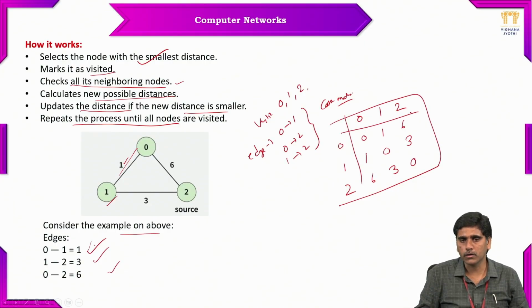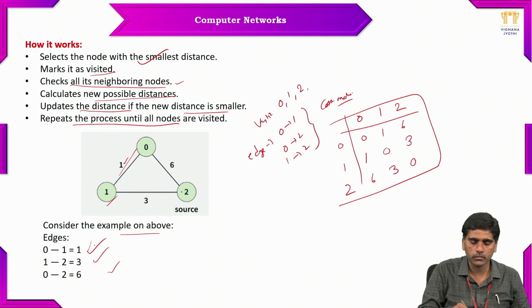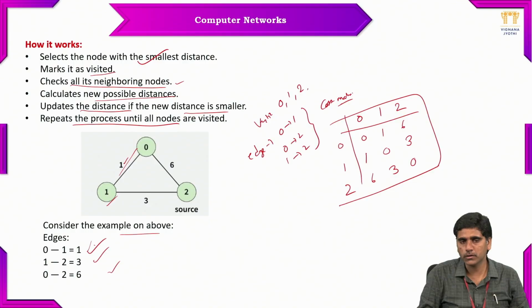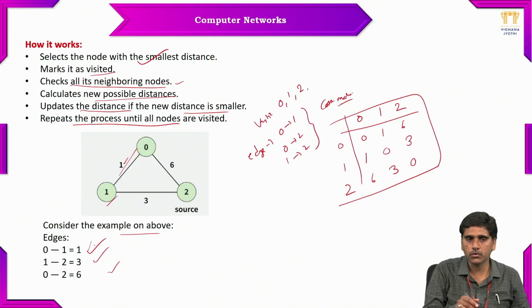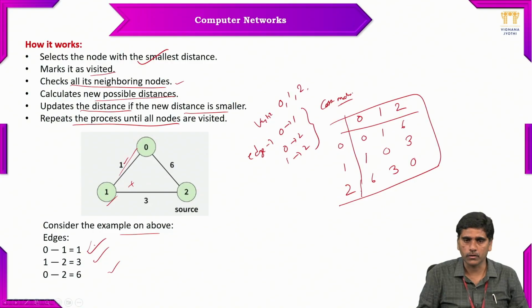But out of all the cost matrix, if you see the diagram, to reach 0 from 2, because the source is 2, the direct distance 2 to 0 is 6. To reach 0 as a destination, we need to go 2 to 1 and 1 to 0, because the distance between these nodes is very small. So now we have to calculate for each and every node like that.